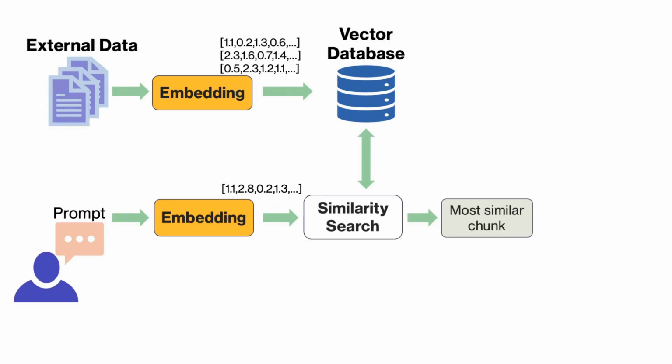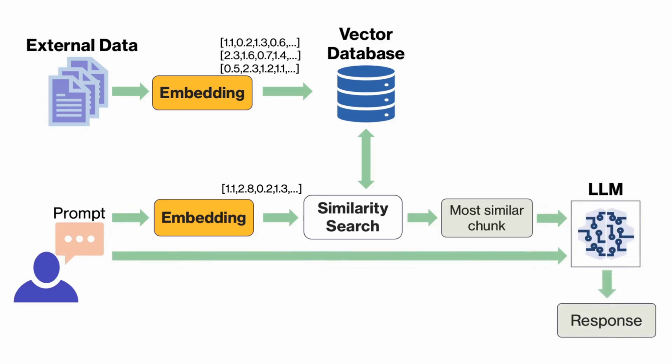Next, we perform a similarity search between the prompt embedding vector and the vectors stored in the database. From this semantic similarity search, the most relevant chunk of data is retrieved from the database and is fed to the LLM along with the original prompt. So the LLM will provide an answer based on both the prompt from the user and the retrieved data from the database.